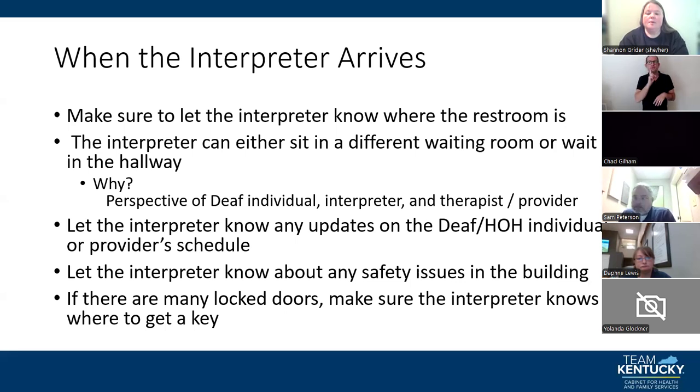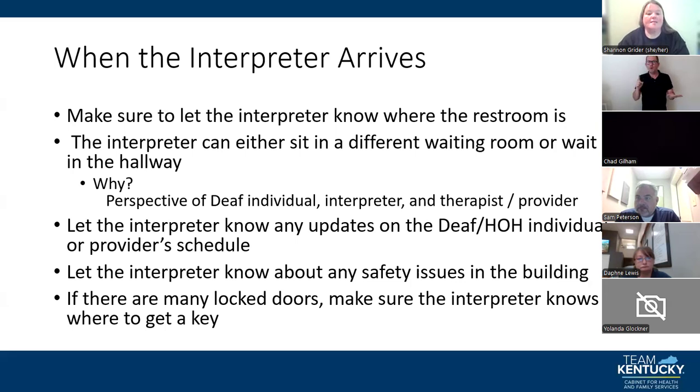Let the interpreter know of any updates on the deaf and hard of hearing individual, or if there is a change in schedule. Let the interpreter know if there are any safety issues currently going on in the building that they need to be aware of. For example, we had an assignment where an interpreter went to a location, and when they arrived, everything seemed fine. They walked up into the building, no problem. But then they let me as the deaf individual know what the situation was, but they didn't let the interpreter know.